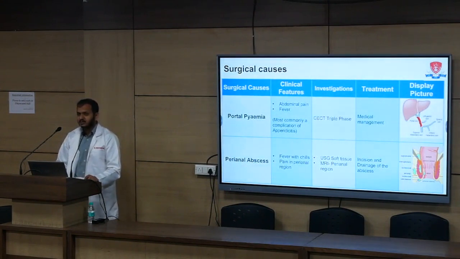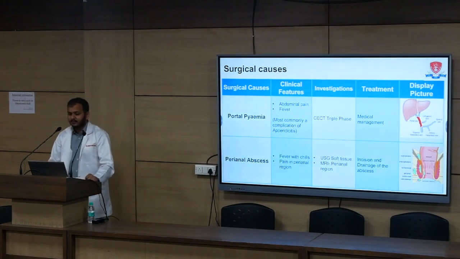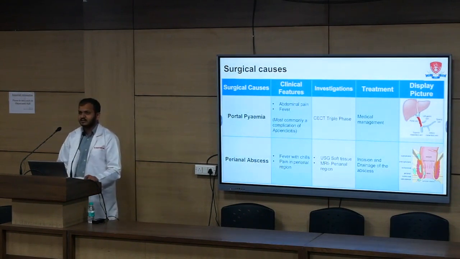The next cause will be portal pyemia. The patient comes with abdominal pain and fever. It is the most common complication of appendicitis, and the investigation of choice is CECT triple phase. The treatment can be done by medical management.